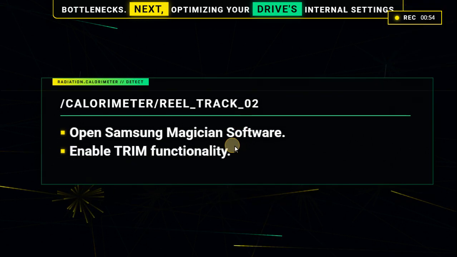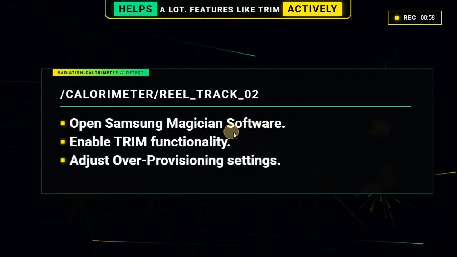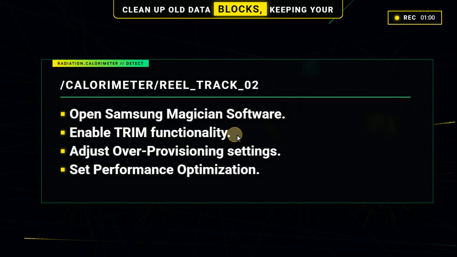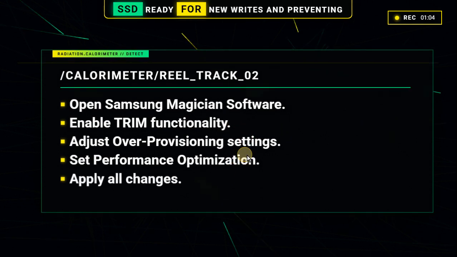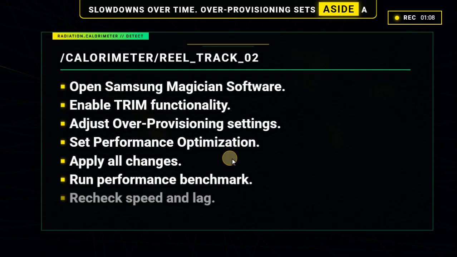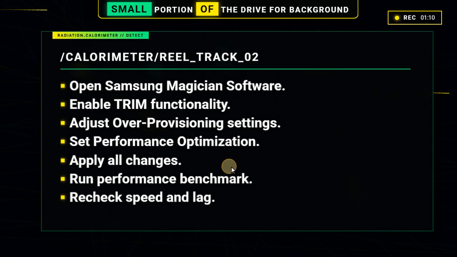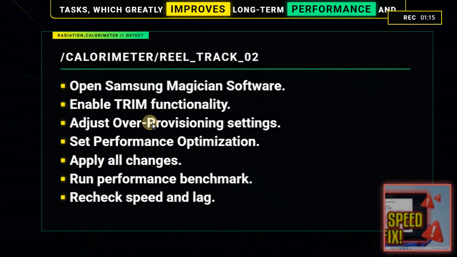Next, optimizing your drive's internal settings helps a lot. Features like DRAM actively clean up old data blocks, keeping your SSD ready for new writes and preventing slowdowns over time. Over-provisioning sets aside a small portion of the drive for background tasks, which greatly improves long-term performance and lifespan.